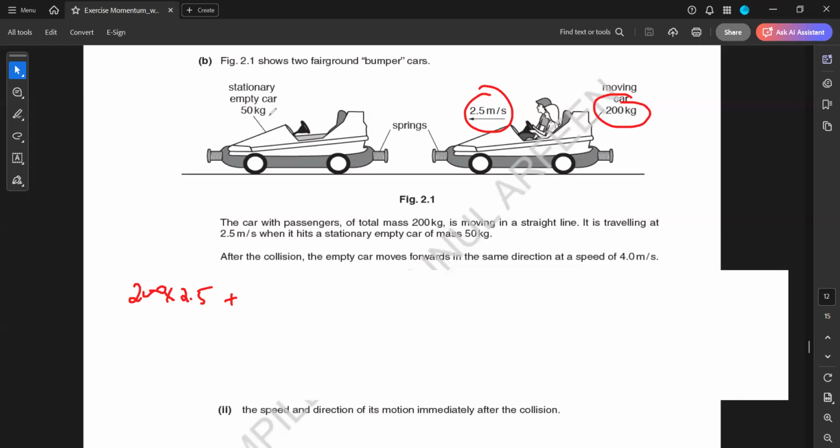Yeah, that will be 500. And this mass is 50, but this is not moving, so we'll write it as 0. That is the momentum before. What is the momentum after?